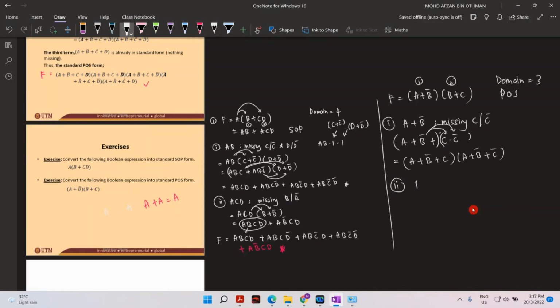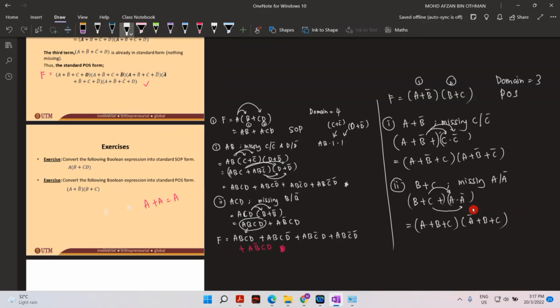Okay, and then nombor 2. Okay, kita ada B tambah C. Okay, so yang ini pun missing 1, which is either A atau A bar. So, what you going to do? So, B tambah C tambah dengan kosong, di mana kosong ni kamu ganti dengan A dot dengan A bar. Okay, and then kamu kembangkan dia. So, kamu akan dapat A tambah B tambah C and with A bar tambah B tambah C.